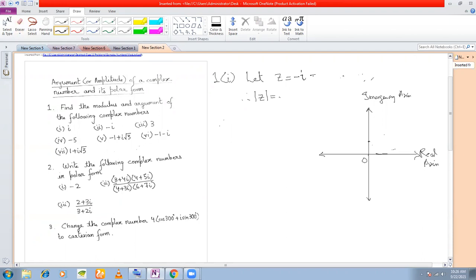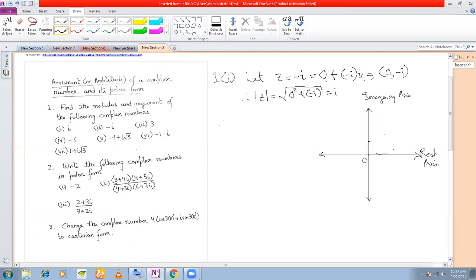Minus i can be written as 0 plus minus 1 i, which in ordered pair form can be written as (0, -1). So the modulus of z will be root over 0 squared plus (-1) squared, which is equal to 1. Now we'll proceed to find the argument.